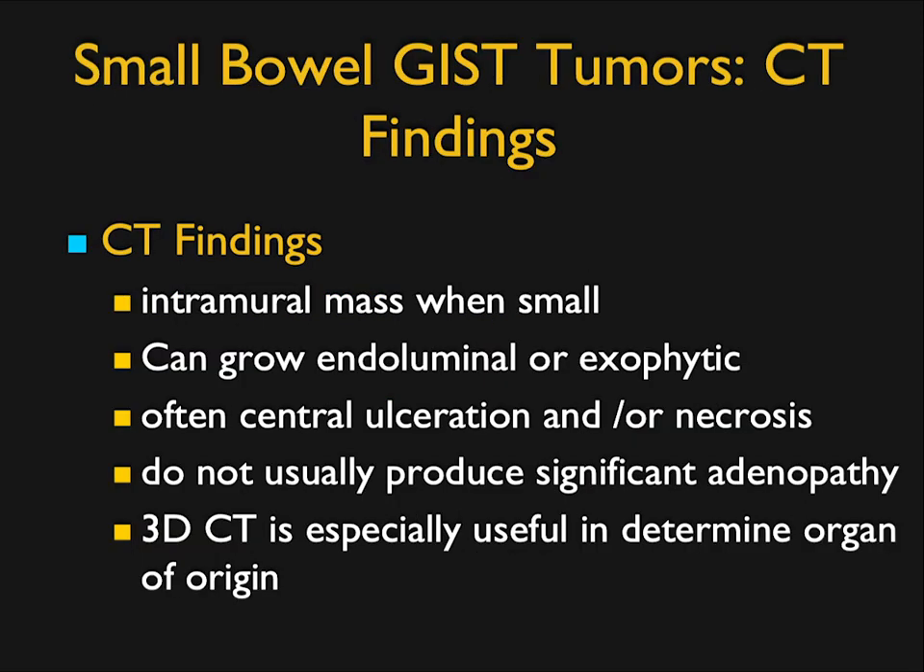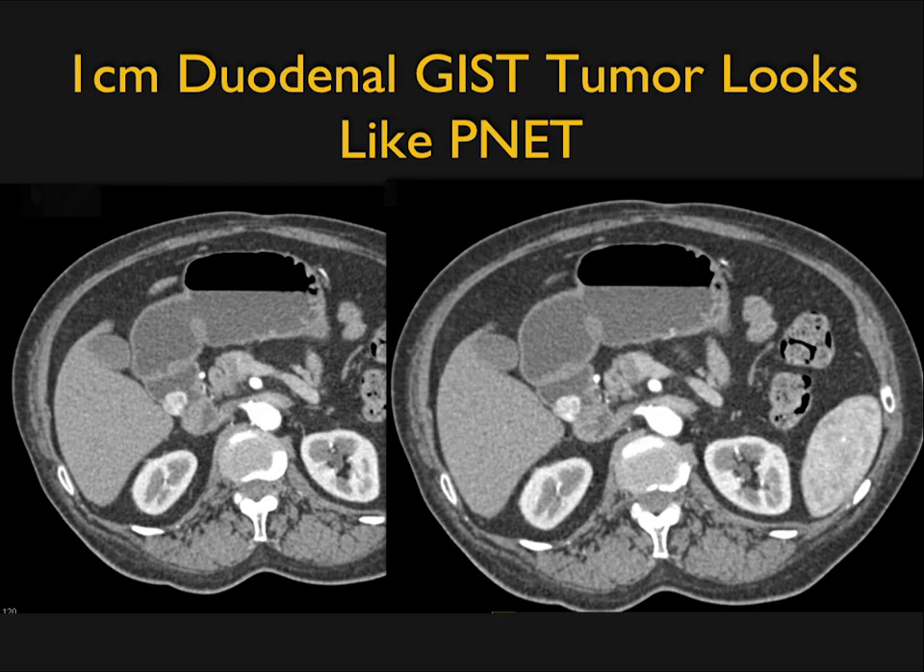Now, what about the CT findings? Well, intramural mass, when it's small, can go endoluminal or exophytic, and again, exophytic is more classic, can have central ulcerations or necrosis, usually does not have significant adenopathy, and 3D is very helpful. Let's look at some examples.